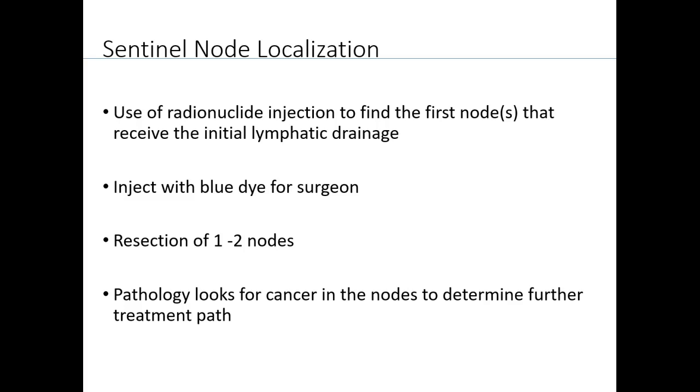Sentinel node localization is looking for the primary node or nodes that will metastasize first. So we're looking for those nodes to be identified for the surgeon in case they need to go after those nodes during surgery. It requires the use of a radionuclide injection to find the first nodes that receive this lymphatic drainage. Also, they will inject some blue dye for the surgeon to easily find it. They'll usually go to those nodes and resect 1 to 2 nodes and then look for cancer in those nodes to determine the treatment path for the patient.